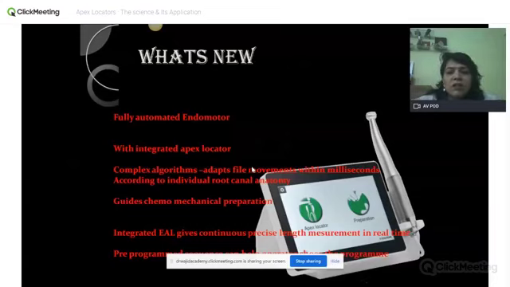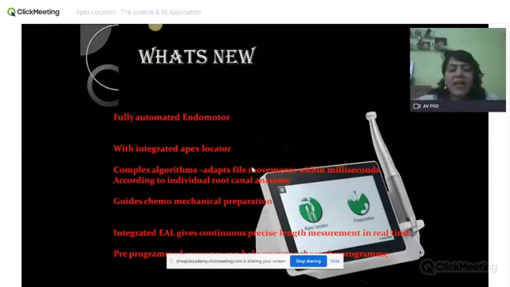This instrument works on complex algorithms where the endomotor is able to adapt its file movements within milliseconds and is able to adapt to the change in root canal anatomy without effort. It also guides your chemomechanical preparation. That is, it gives you a signal when it is time to irrigate the canal. It tells you when to dry the canal. So it's beautiful. Along with this, it has an integrated electronic Apex locator, which continuously gives you precise length measurements in real time. And there are so many pre-programmed modes available. Plus, the operator can add on more pre-programmed modes to suit his or her style of working.